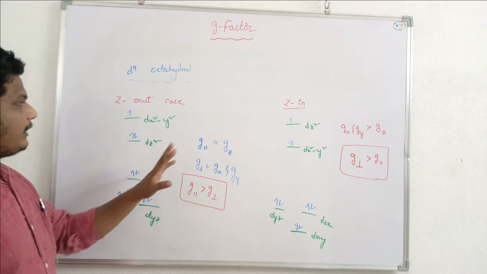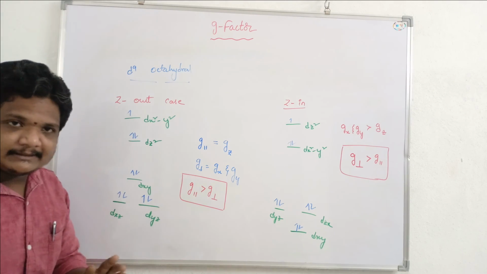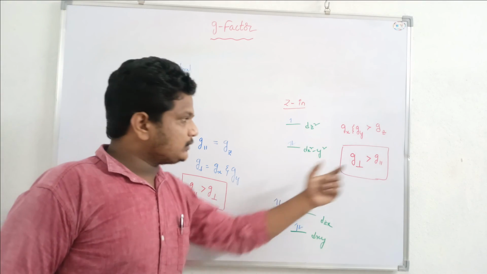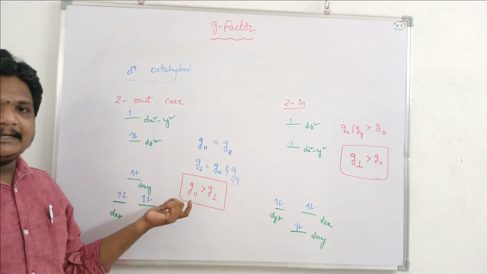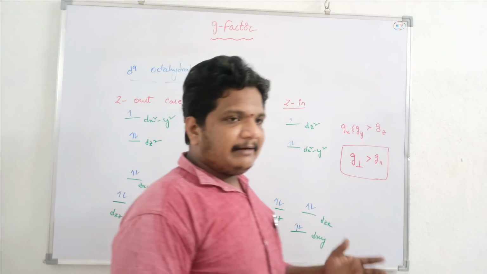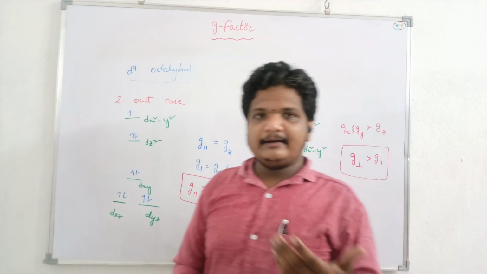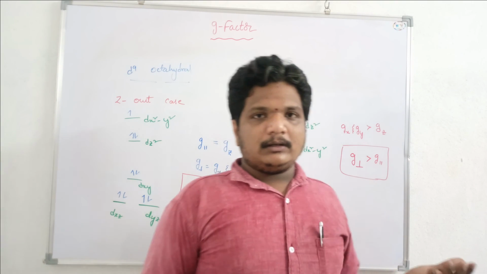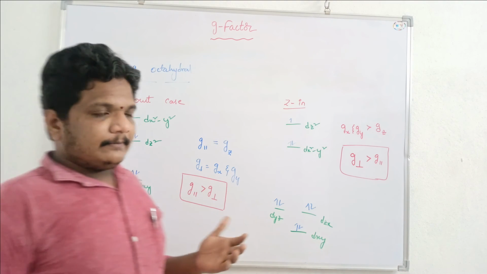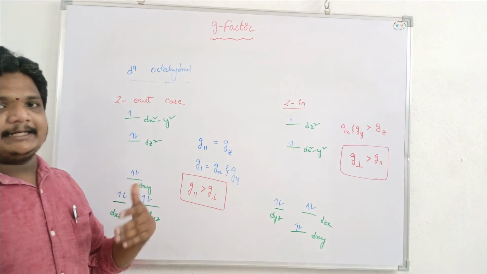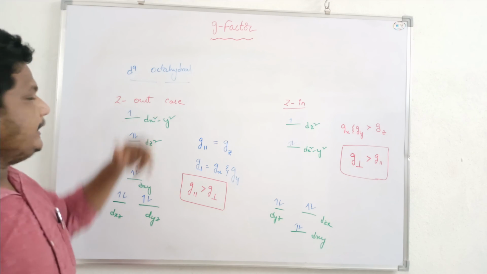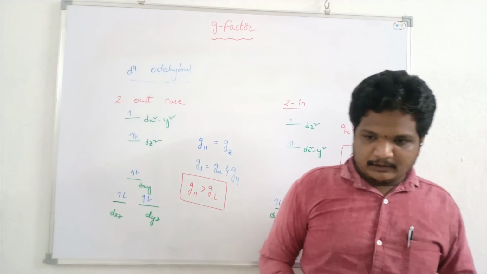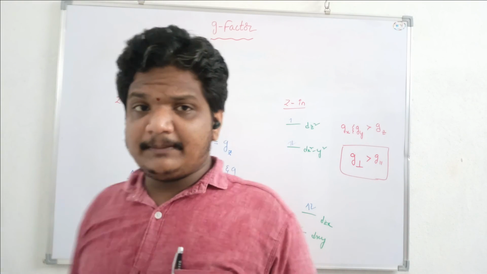So in this way we can find out whether the complex is in the Z in case or Z out case by using these two relations. So this is about how to find out the Z in case and Z out case in the case of the D9 octahedral system. Now let us see the case of a square planar system.